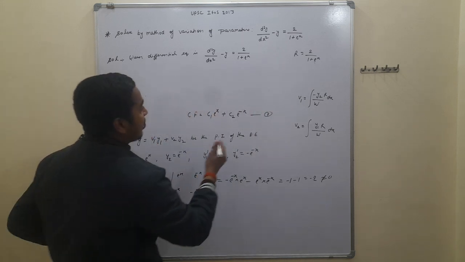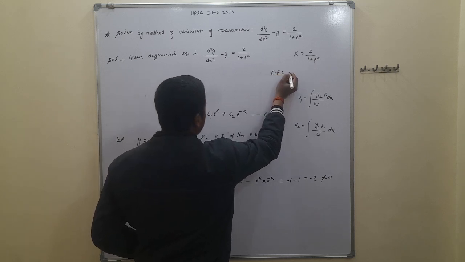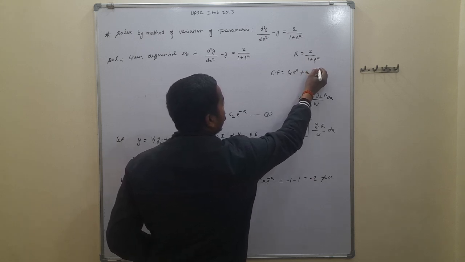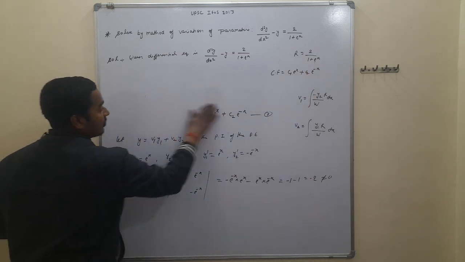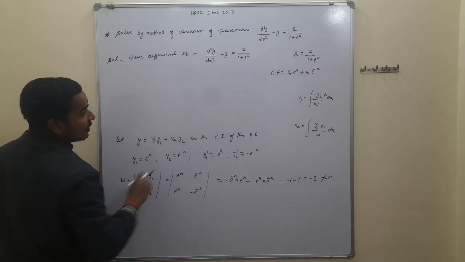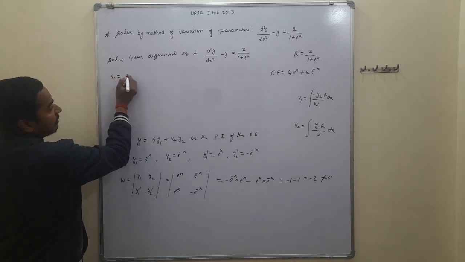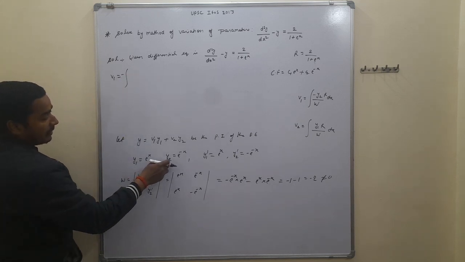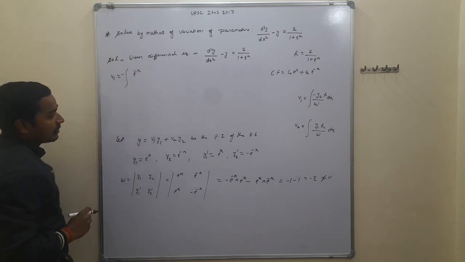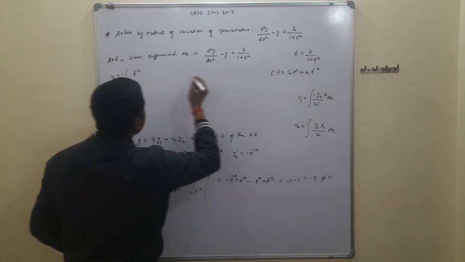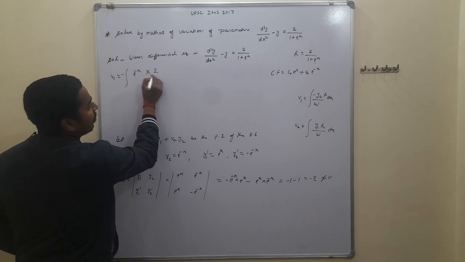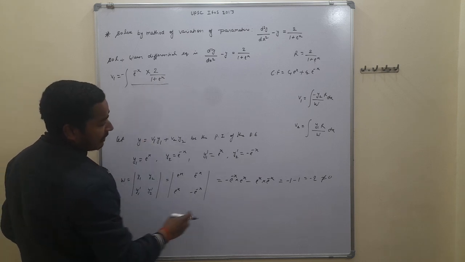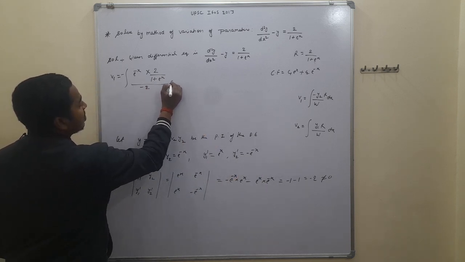We have to write the complementary function here. The complementary function is given by c1 e^x plus c2 e to the power of minus x. And further we have to find v1. v1 is given by minus y2 r upon w dx, where y2 is e to the power of minus x, r is 2 upon 1 plus e to the power of x, and w is minus 2.